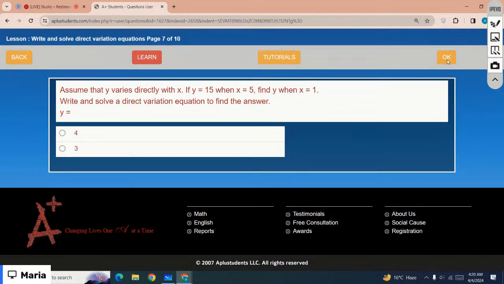Assume that y varies directly with x. If y equals 15 when x equals 5, find y when x equals 1. Solve and write and solve a direct variation equation to find the answer.